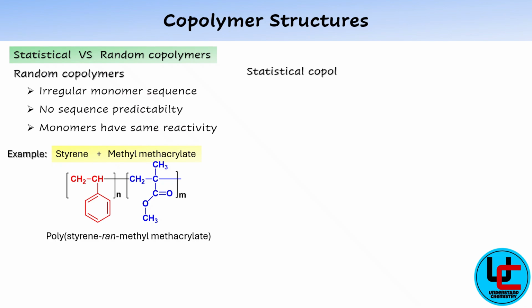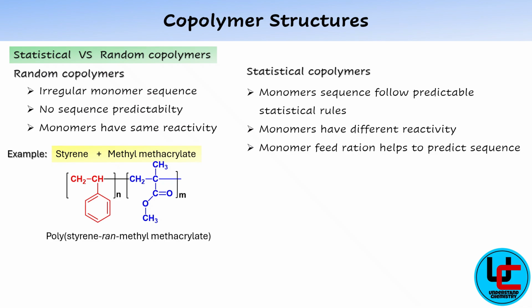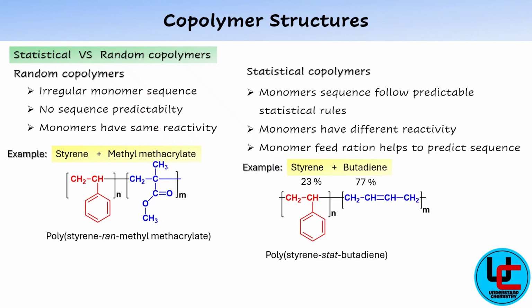On the other hand, statistical copolymer looks random, but it follows predictable statistical rules. This sequence depends on the reactivity ratios of the monomers and the feed composition. That means if one monomer reacts faster, it will appear more frequently in the chain. For example, in polystyrene-stat-butadiene with a feed of 23% styrene and 77% butadiene, and with known reactivity ratios, we can statistically estimate the average spacing.